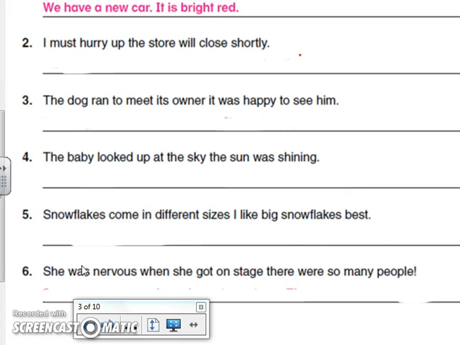Number 4, the baby looked up at the sky, the sun was shining. Please put that into two separate sentences. Pause the recording and do your work.